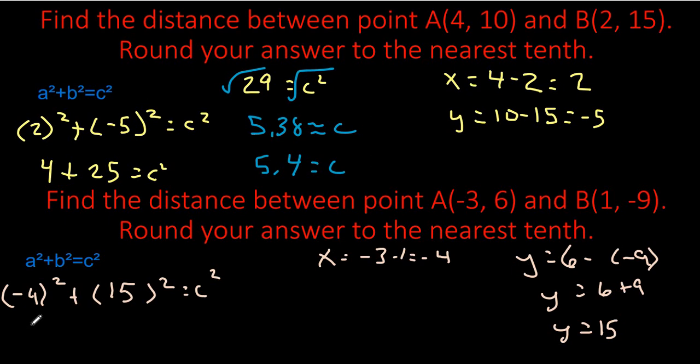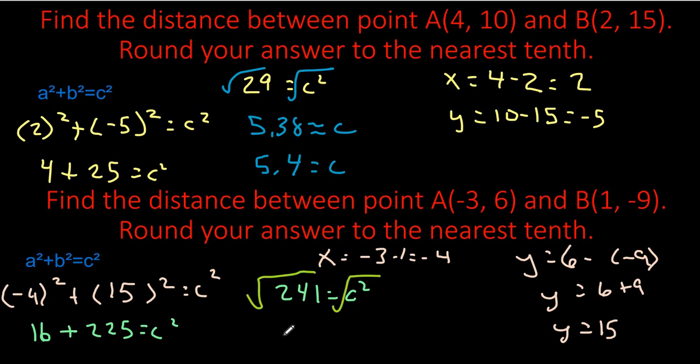Negative 4 squared, negative 4 times negative 4, is a positive 16. 15 times 15 is 225. 16 plus 225 is 241. And again, the opposite or inverse of a square number is the square root. And that's going to give us about 15.52 for C. Rounding that to the nearest tenth, that's going to be 15.5.